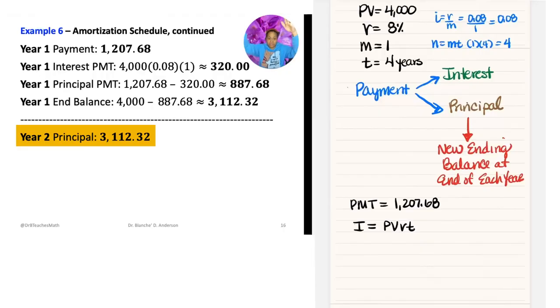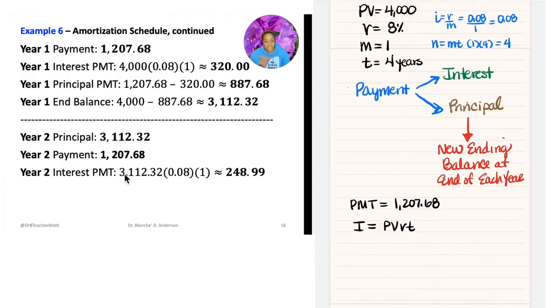You made a payment. This amount went to interest. This amount went to principal. Subtract that from your principal. This is your new principal. This is what you owe right now. So you're going to make another payment. Of this principal amount, how much needs to go to the interest? Take that times 0.08 times 1.